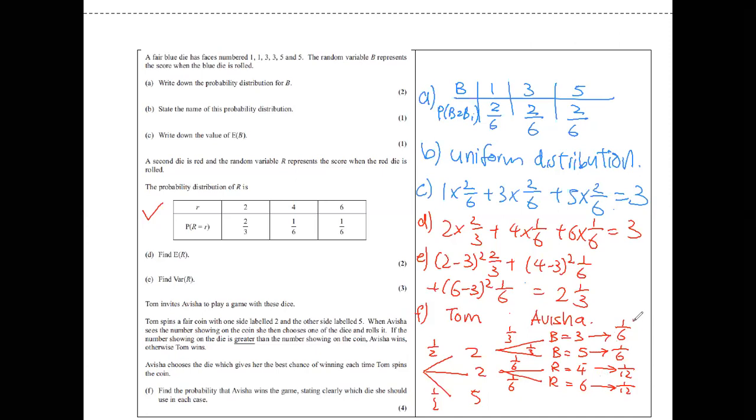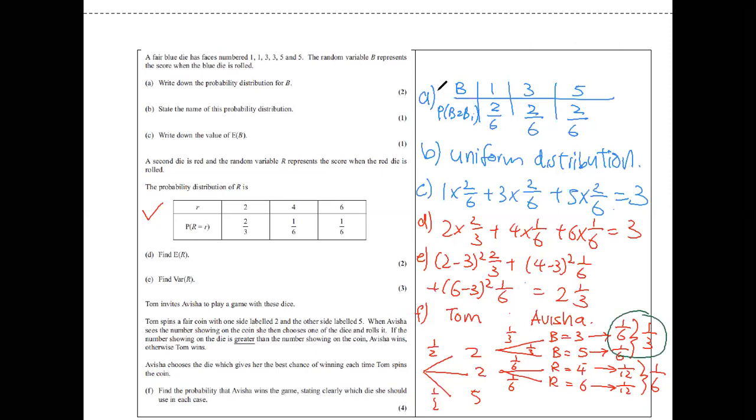Okay, so if you choose the blue die, the probability here will be 2 out of 6, which is 1 out of 3. Second die will be 2 out of 12, which is 1 out of 6. So clearly, the blue die is better.